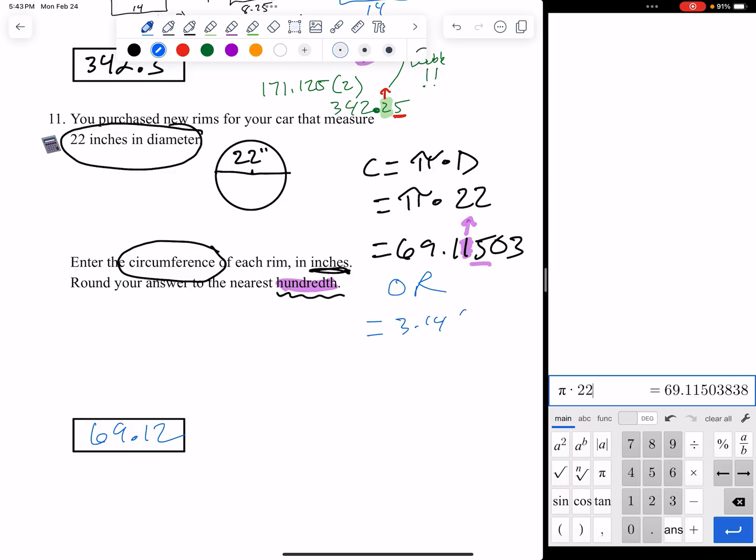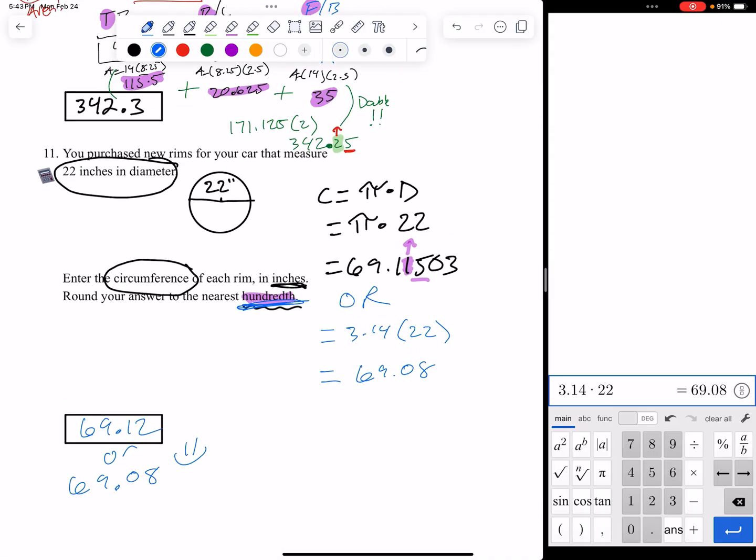And again, those of you who did this and you used 3.14, let's see what that would have done. So 3.14 times 22, not a big deal. Let's see how far off they were. It was 69.08. Hey, look, it's already in the hundredths place. So either one of these should have been okay. All right. And that was our last one because that's on the other quiz.